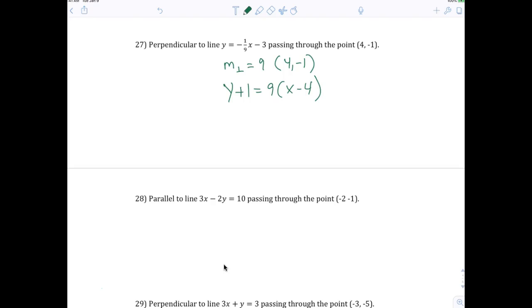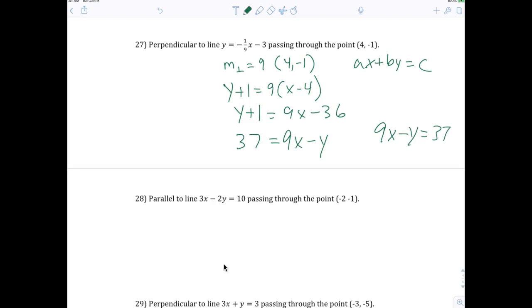Now I'm moving to standard form. Standard form, remember, is Ax plus By equals C. So now I'm distributing the 9. y plus 1 equals 9x minus 36. Everybody with me on that? Now, I need x and y on the same side. Is my x positive? Yes. So it's going to be 9x minus y. Move the 36 over, that's going to be 37. So standard form, 9x minus y equals 37. Everybody happy with that? Yes.